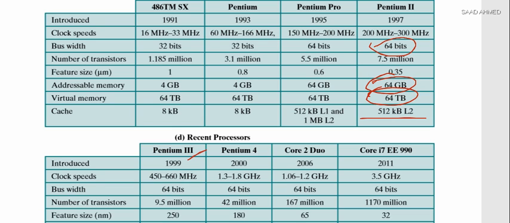Then Pentium 3, Pentium 4, Core 2 Duo, and i7. If you look at the i7, you can see that it is 64 bits and operating at 3.5 gigahertz with 64 GB addressable memory, 64 terabytes of virtual memory, and 1.5 megabytes of cache memory.